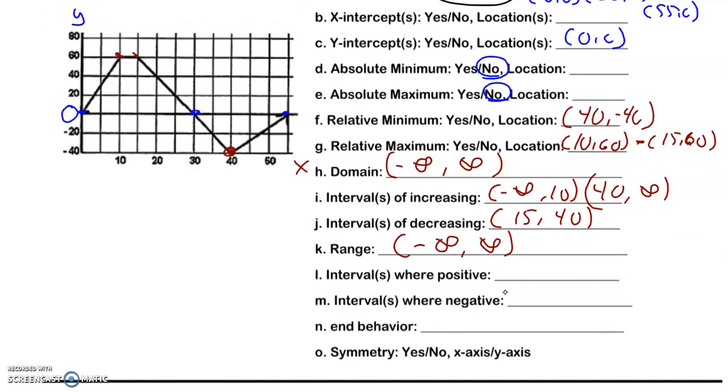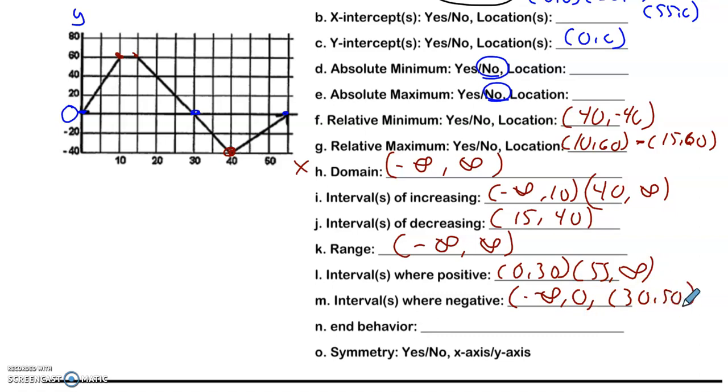Intervals where it is positive. It is positive from 0 to 30. And then it is also positive from 55 to positive infinity. Intervals where it's negative are negative infinity to 0, and 30 to 55.